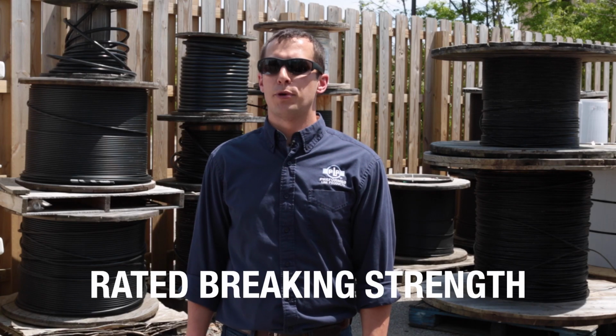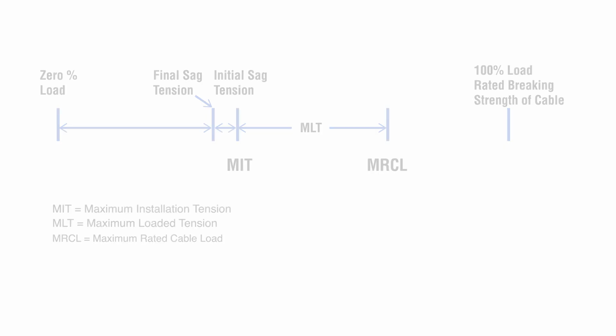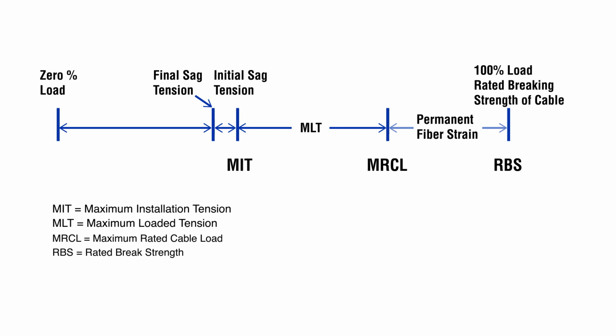Lastly, the rated breaking strength, or RBS, is the maximum load the cable is tested to withstand before breaking. RBS can be a quick reference for overall cable performance, but it's important to remember that fiber attenuation begins to occur well before the RBS at the maximum rated cable load.